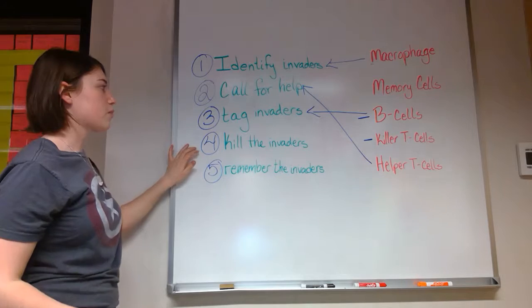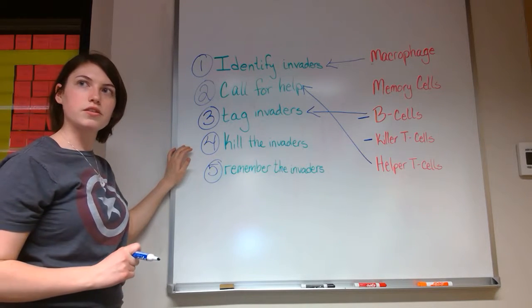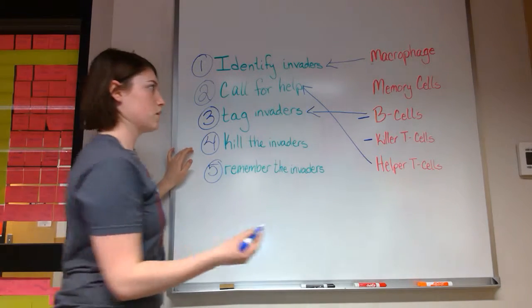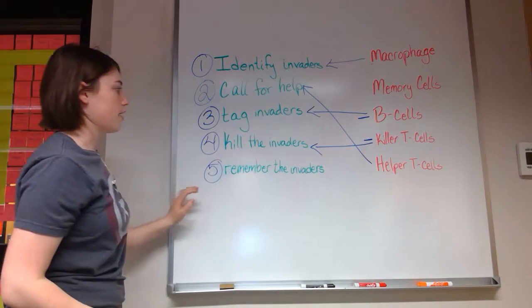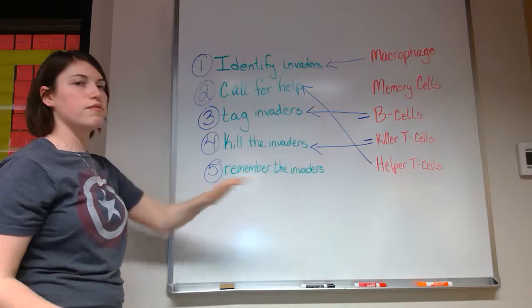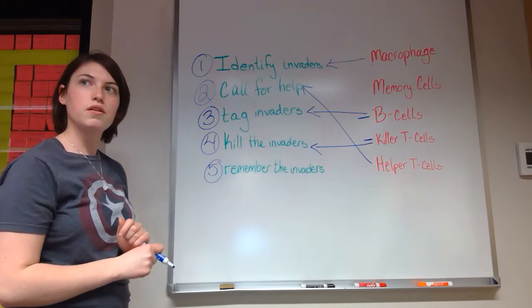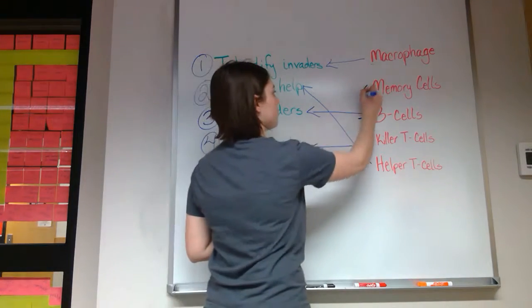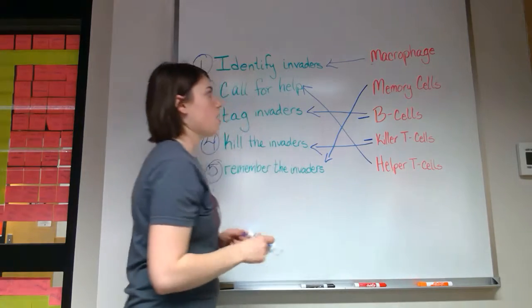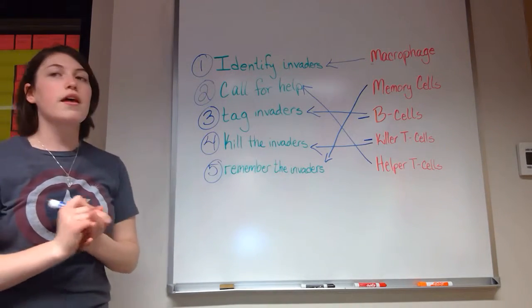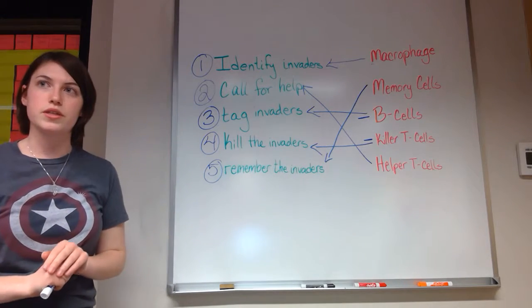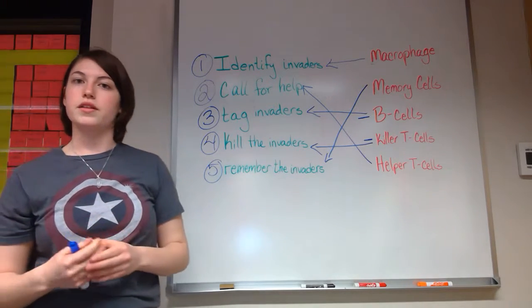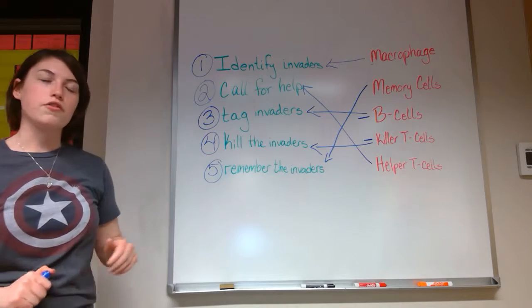For our fourth step, when we have to kill the invaders. Killer T cells. Good, it has it in the name, doesn't it? Yeah. And finally, when we have to remember the invaders for the future. Memory cells. Memory cells are leftover B cells and T cells that were used in identifying and getting rid of the invaders.